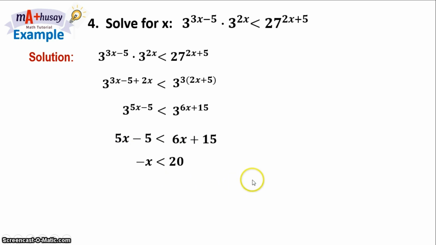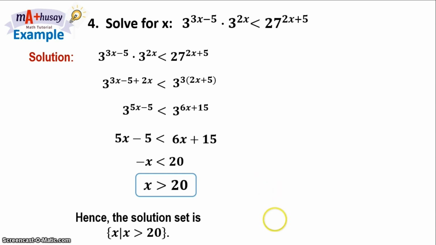Now, since we're solving for the value of x and we have negative x sa left side ng ating inequality, we have to multiply negative 1 to both sides of the inequality. So ngayon, dahil nag-multiply tayo ng negative, magbabago yung direksyon ng ating inequality symbol. So, x must be greater than 20. Again, kaya nagbago ang direksyon ng ating inequality symbol kasi nag-multiply tayo ng negative 1. Right? So, hence, the solution set is the set of all x such that x must be greater than 20.